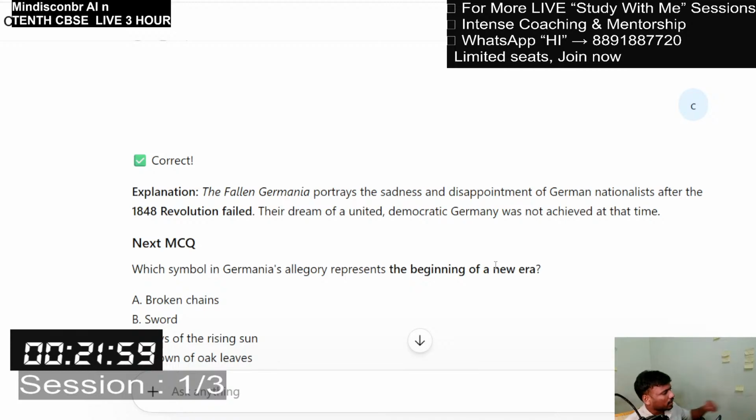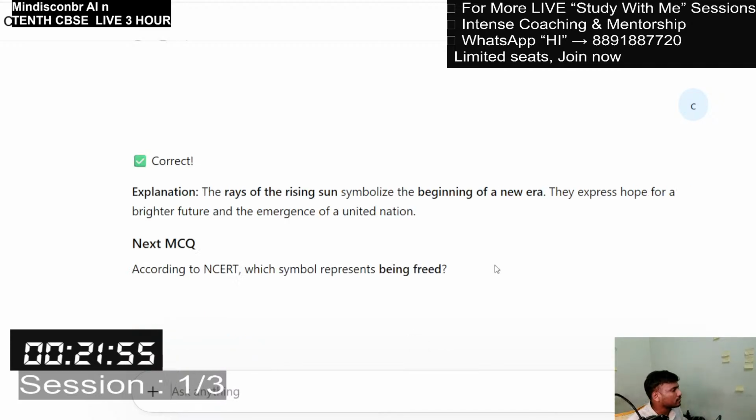The rays of the rising sun symbolize the beginning of a new era. They express hope for a brighter future and the emergence of a united nation. According to NCERT, which symbol represents being freed? Broken chains.